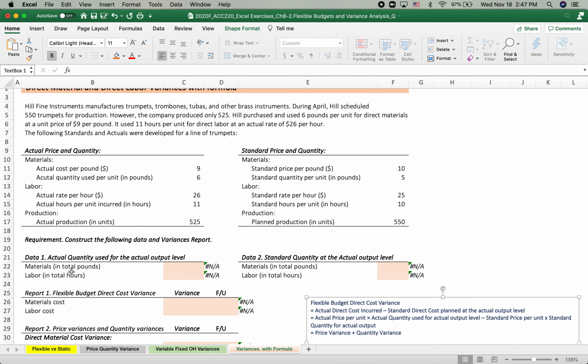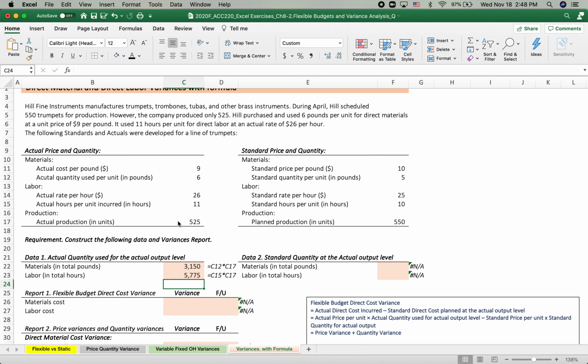Actual quantity used for the actual output level. How do you calculate it? Now we use the material information about the quantity. The quantity of 6 pounds used for one trumpet times how many? Right, the 525 units. So the total materials, the actual quantity used for the actual output level, is 3,150. In the same way for labor, we use the hours per unit times how many units?